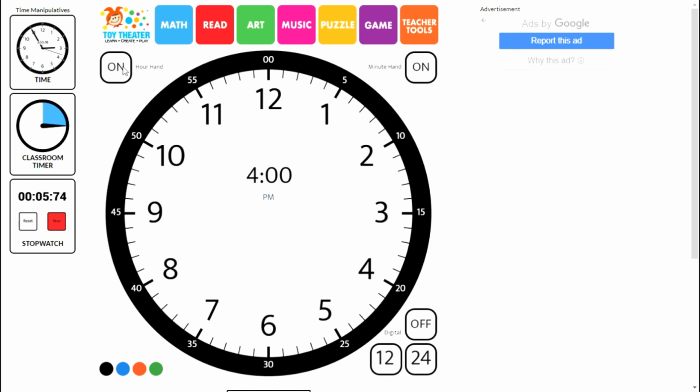So that wraps up our lesson. Remember that AM means before noon, or to make it easy, before lunchtime. And then PM, which stands for post meridiem, is afternoon or after lunchtime.